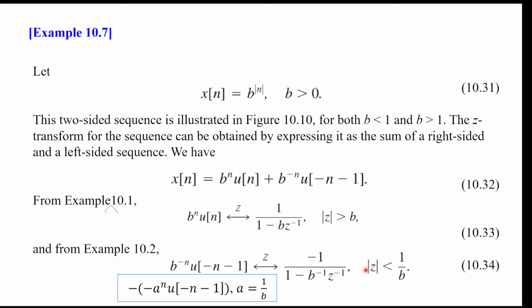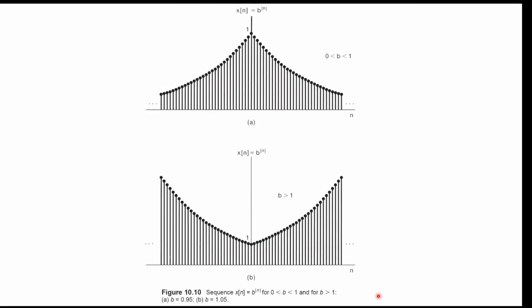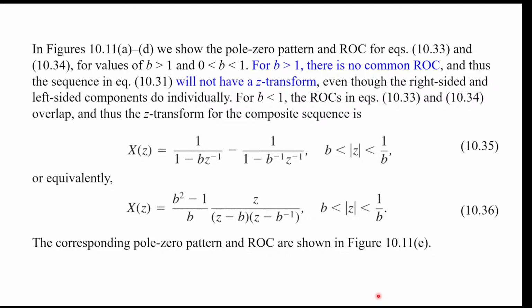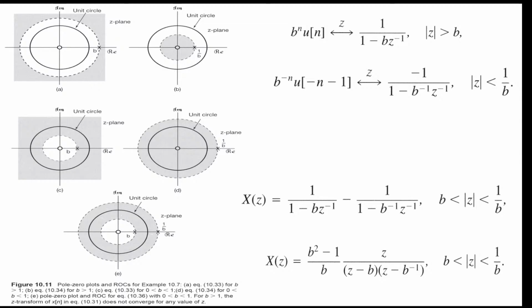And for this one, the ROC will be z inside a equal to 1 over b. Okay, so the right-sided part is transformed to this, and the left-sided part is transformed to this. And now we want to see their overlap. I guess I should change the order. Okay, it's easier to see those in a graphic.